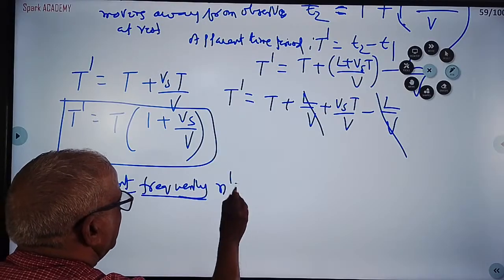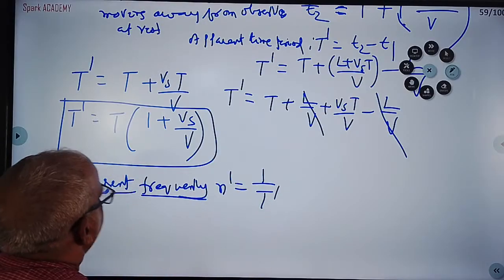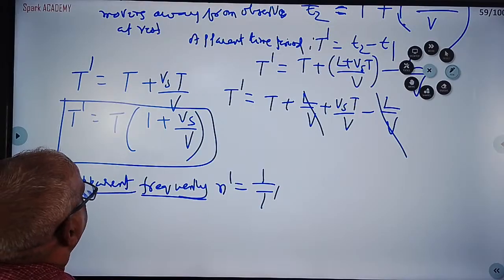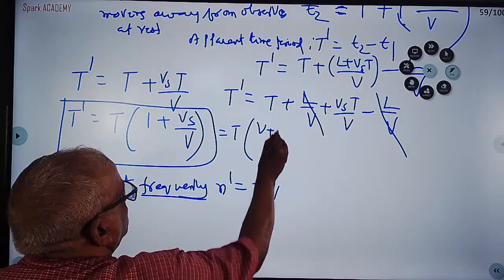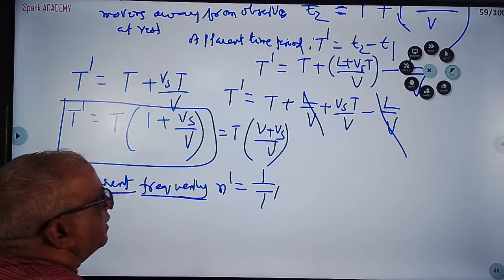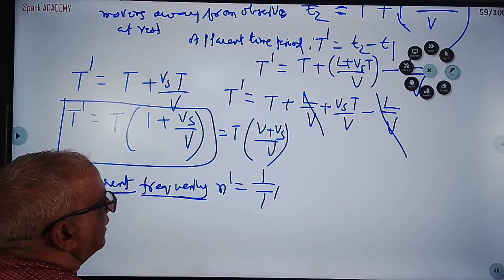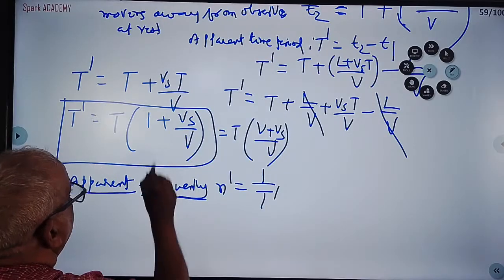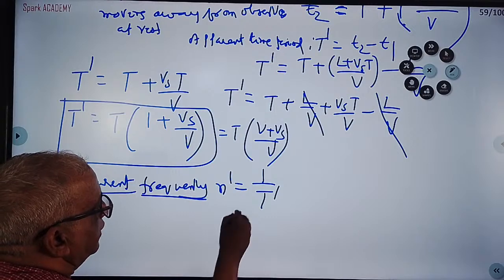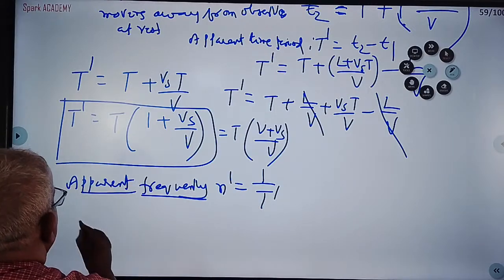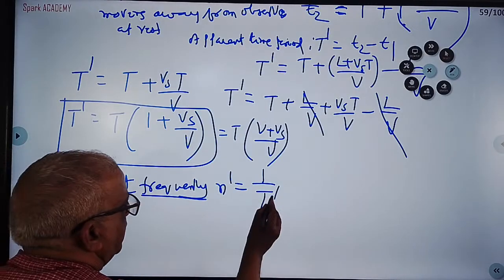N dash is nothing but 1 by T dash. Apparent frequency is nothing but 1 by T dash. Here you can write T into V plus Vs by V. Don't write binomial expansion, nothing here. N dash is equal to 1 by T dash. So I am doing 1 by T dash.